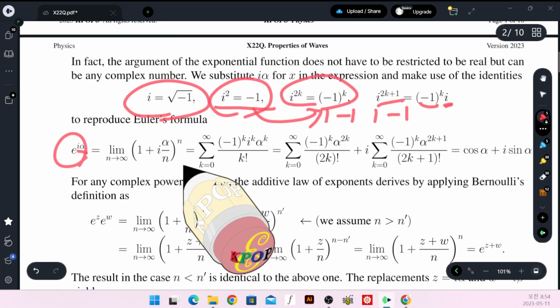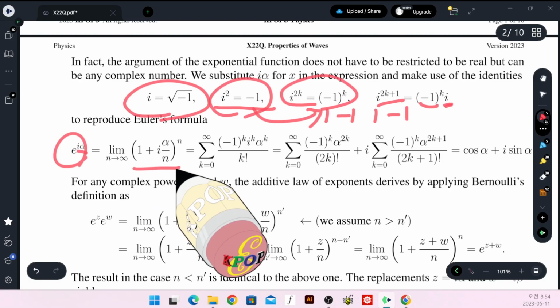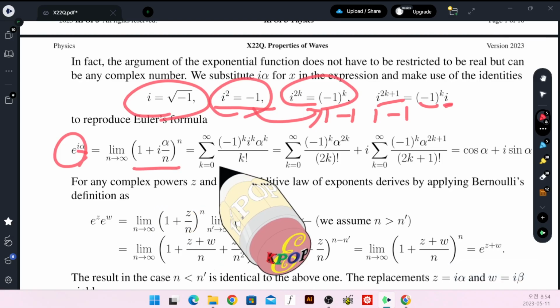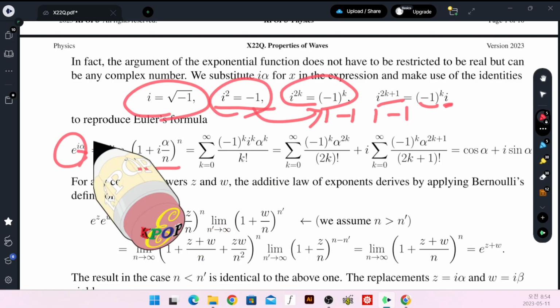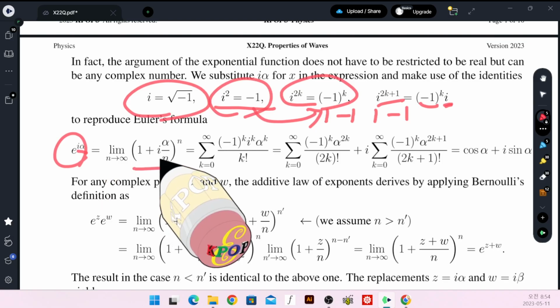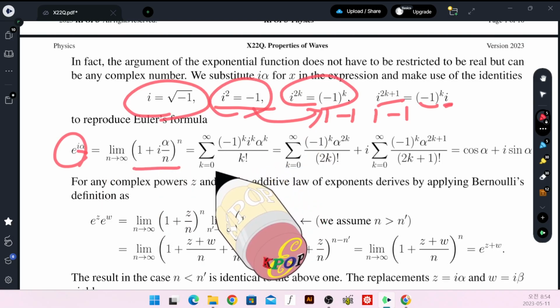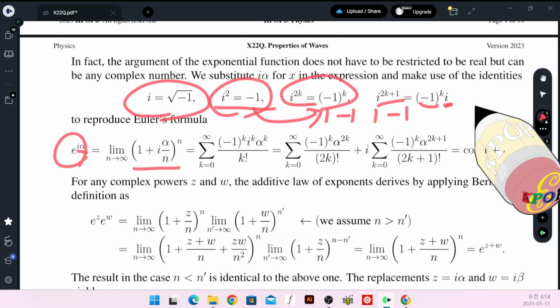So this algebraic approach allows us to find the power series expansion, even if I include the argument of a complex number. Then finally, we arrive at a point that we have i.